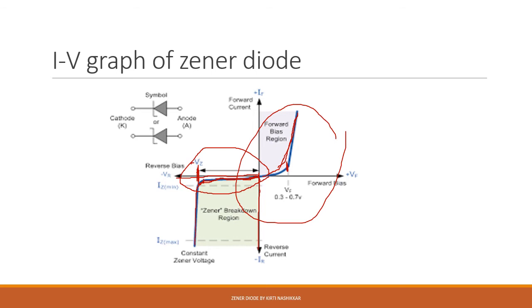After this point, you can see there is a sharp increase in the reverse current. So this point from where the current increases rapidly is called the Zener breakdown voltage. It is denoted by Vz. This point at which the current increases rapidly is called the Zener breakdown voltage, and this current increases rapidly due to the breakage of the junction of the Zener diode.